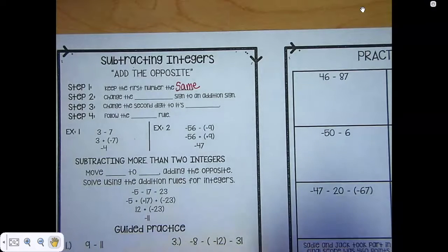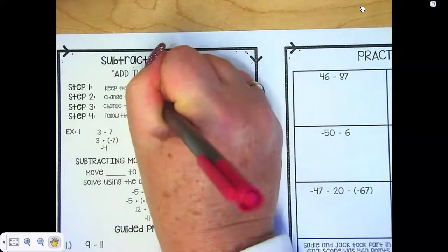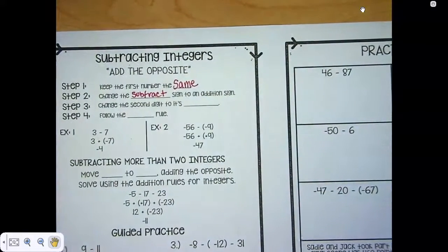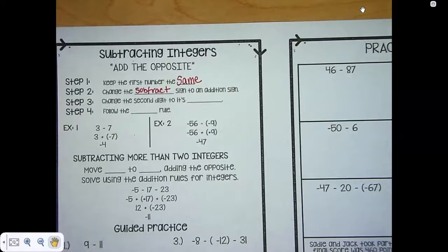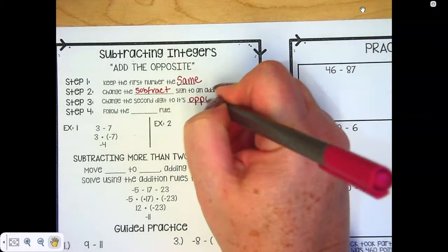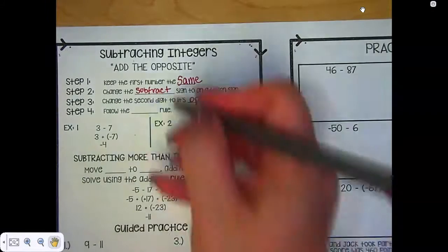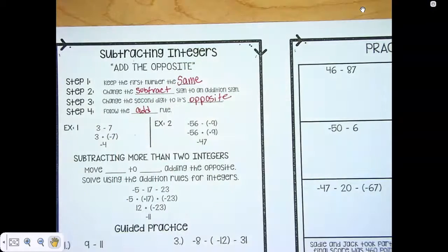Step two, change the subtraction sign. Let's just call it subtract. Change the subtract sign to an addition sign. Subtract, S-U-B-T-R-A-C-T. Subtraction sign to an addition sign. Change the second digit to its opposite. And then we are going to follow the addition rule. So we'll just write add. Follow the add rule, the addition rule.